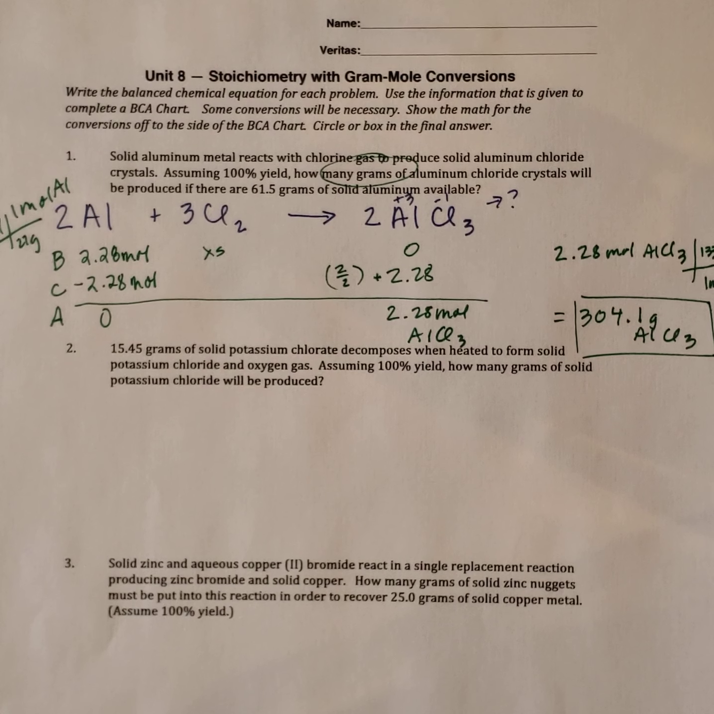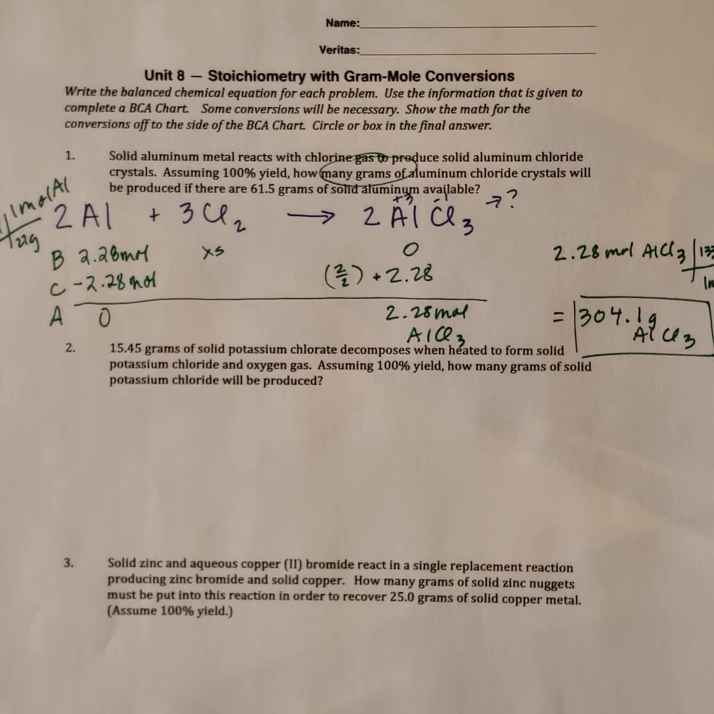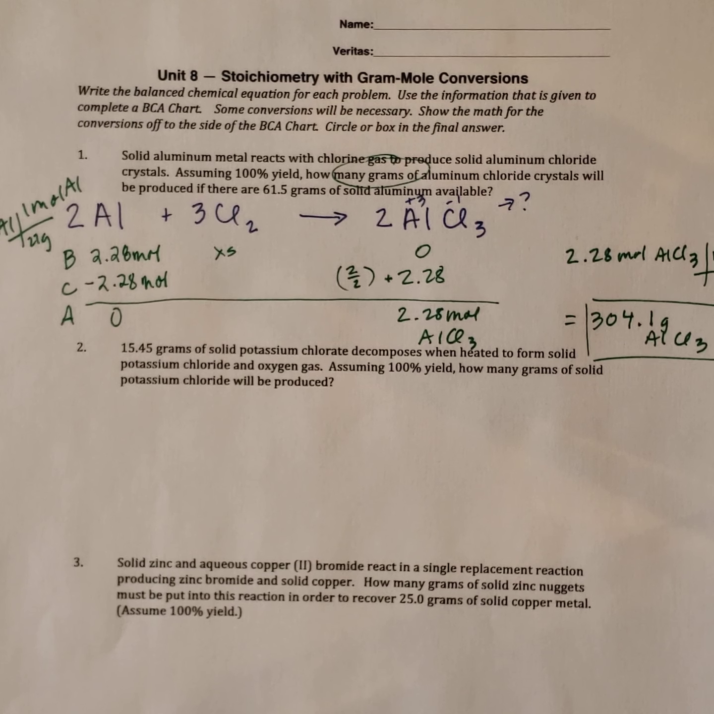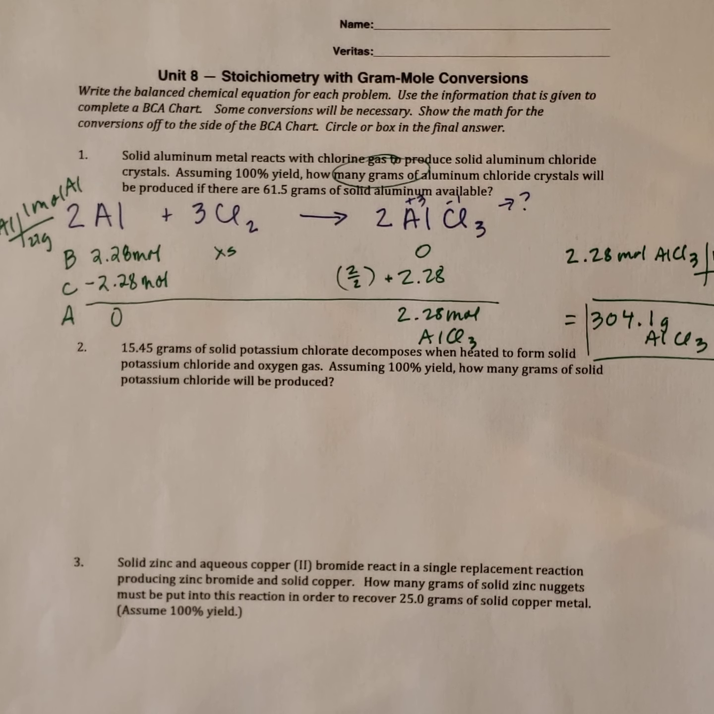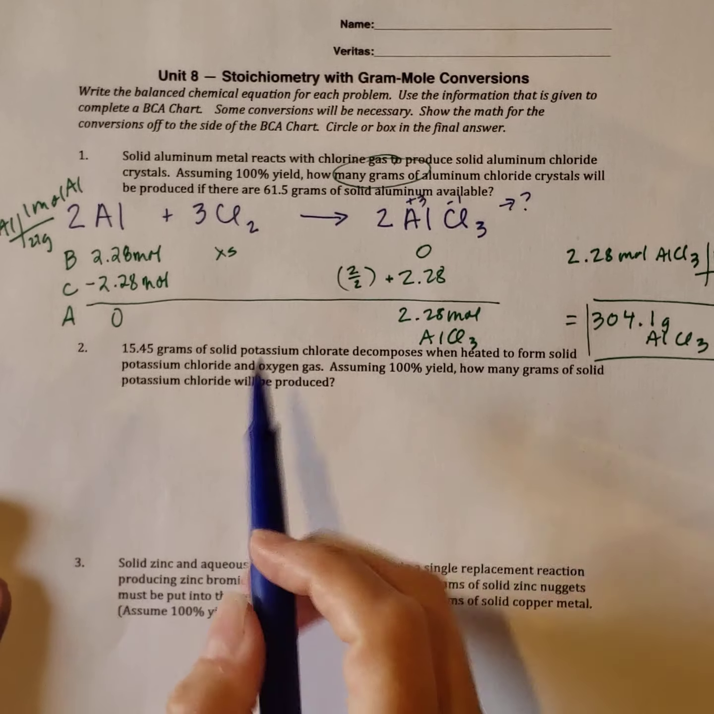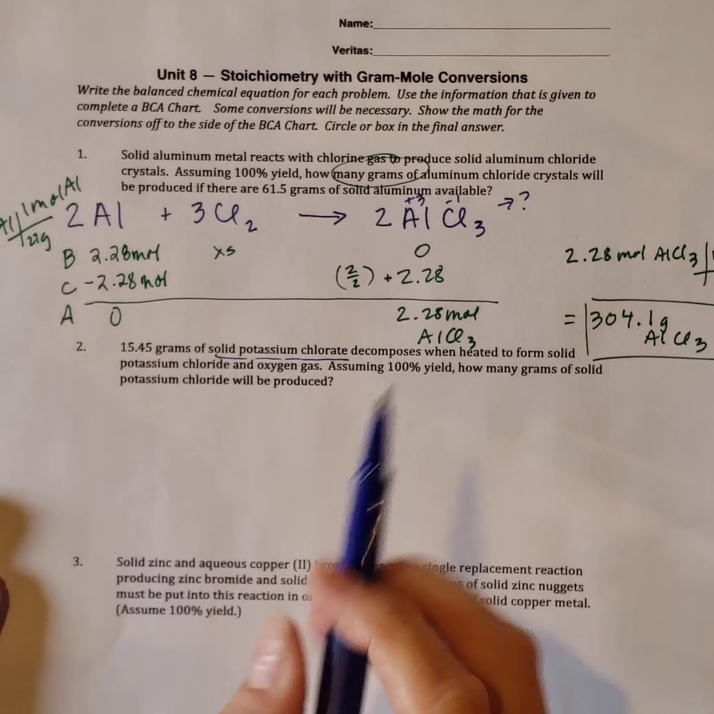Problem number 2. We have 15.45 grams of solid potassium chlorate, which decomposes when heated to form solid potassium chloride and oxygen gas. Assuming 100% yield, how many grams of solid potassium chloride will be produced? So let's write our balanced chemical equation first. So I have solid potassium chlorate.